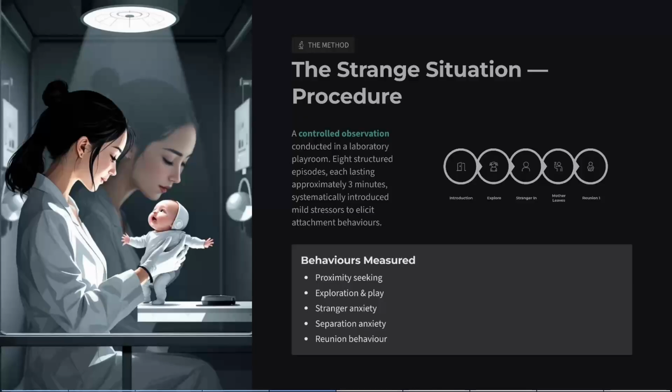In an exam answer about the strange situation procedure, students frequently describe it too vaguely. So don't just say the mother left and came back. Name the episodes, name the behaviours measured, and describe the procedure as a controlled observation. These details are what separate good answers from basic ones.